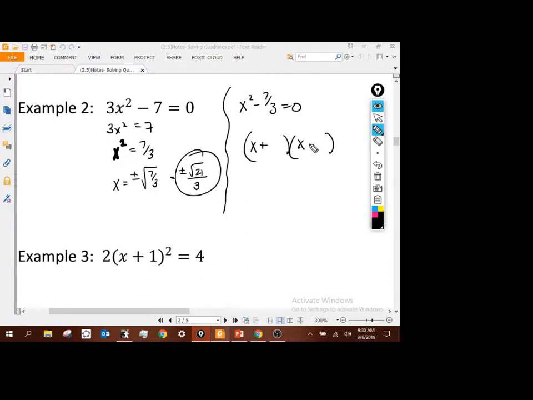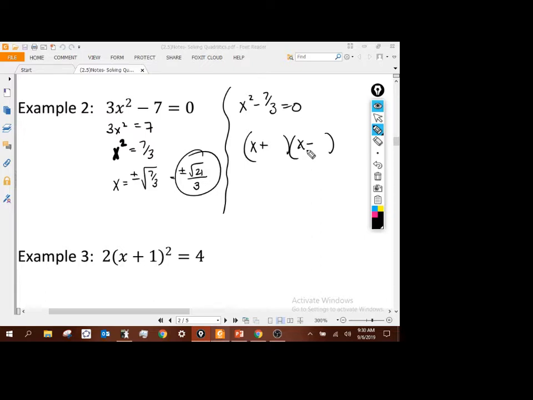One's going to be plus, one's going to be minus. Now, the last one was a 4. So all we do is we take the square root of 4 and put a 2 and a 2, right? Okay, if it was x squared minus 9, we take the square root of 9, we put a 3 and a 3. Well, 7/3 is not a perfect square, is it?